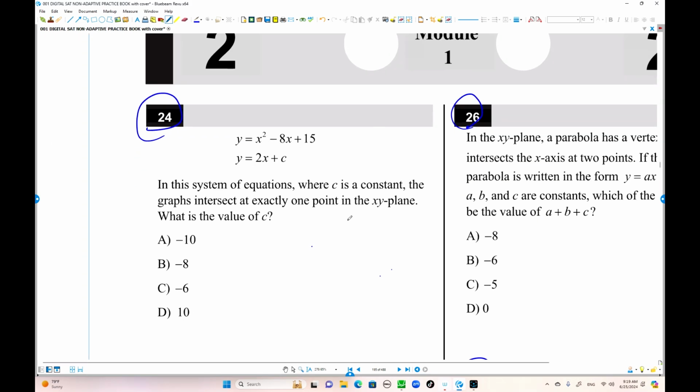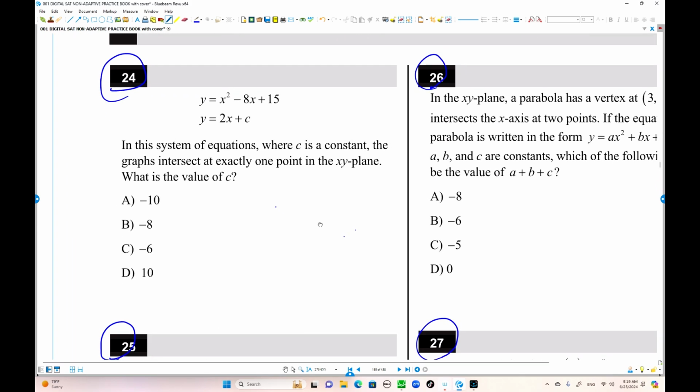Let me show another one, 24 over here. The system of equations, c is a constant. The graph will intersect at exactly 1 point in the xy plane. The graph looks like this. Okay, 1 point. The slope is 2, right? They're going to have it this way.